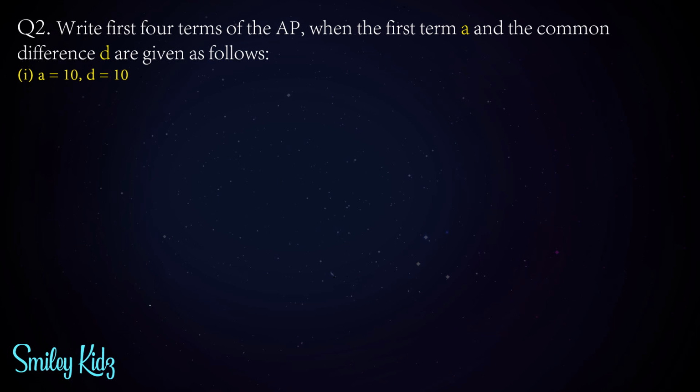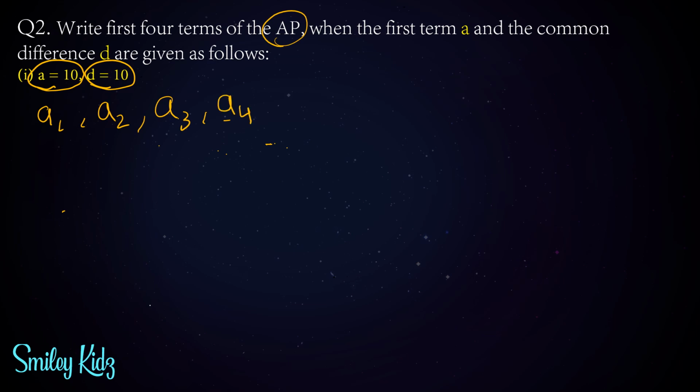Moving forward, we have to write the first 4 terms of the AP when the first term A and the common difference D are as follows. The first term is 10 and the difference is 10 again. Now I have A1, A2, A3 and A4 as my first 4 terms, and I know the common difference D.